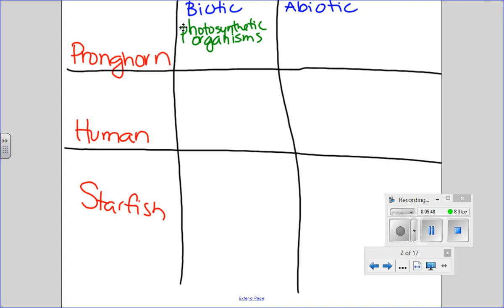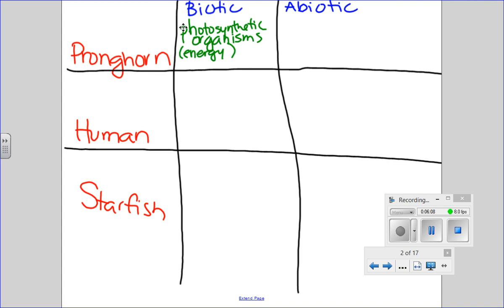So because that is where energy enters the food chain, of course, they are going to affect every other living organism, whether it's directly because that organism comes next in the food chain, or whether it's indirectly.